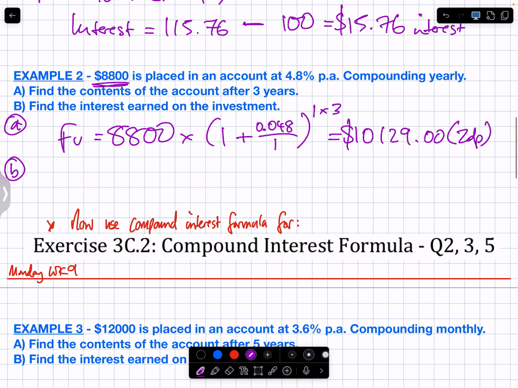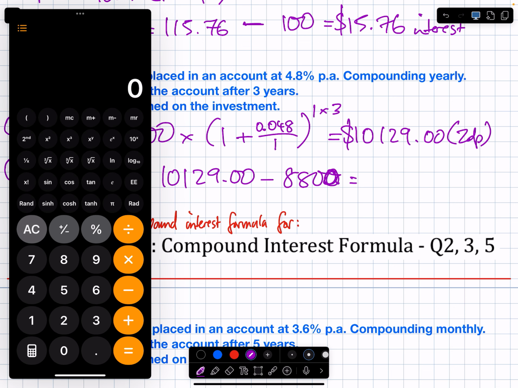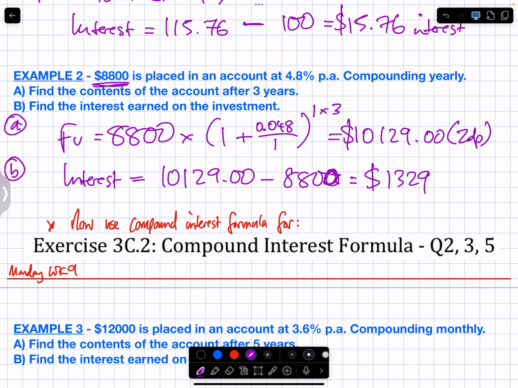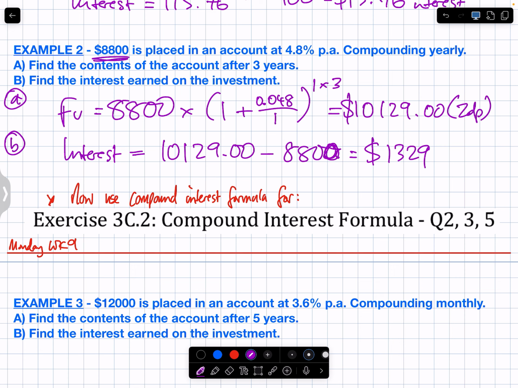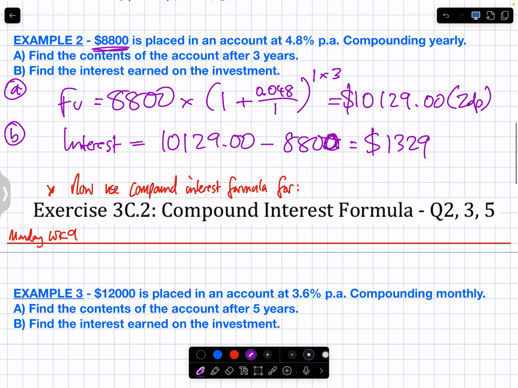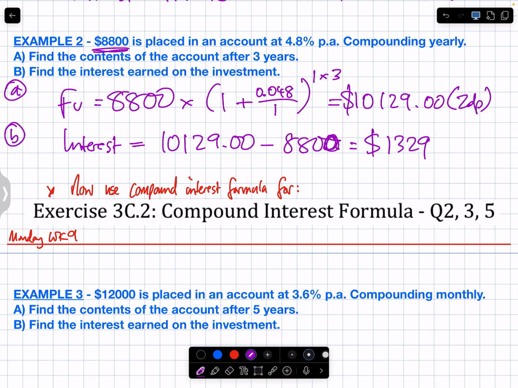And B, find the interest earned on the investment. Interest is what it grew to, 10,129.00 minus 8,800 equals $1,329. So if you were to do that, and that's kind of realistic because that interest rate isn't crazy different to what we have right now. If you put 8,800 in the bank at that rate for 3 years, you would be paid 1,329 for doing it. Okay?